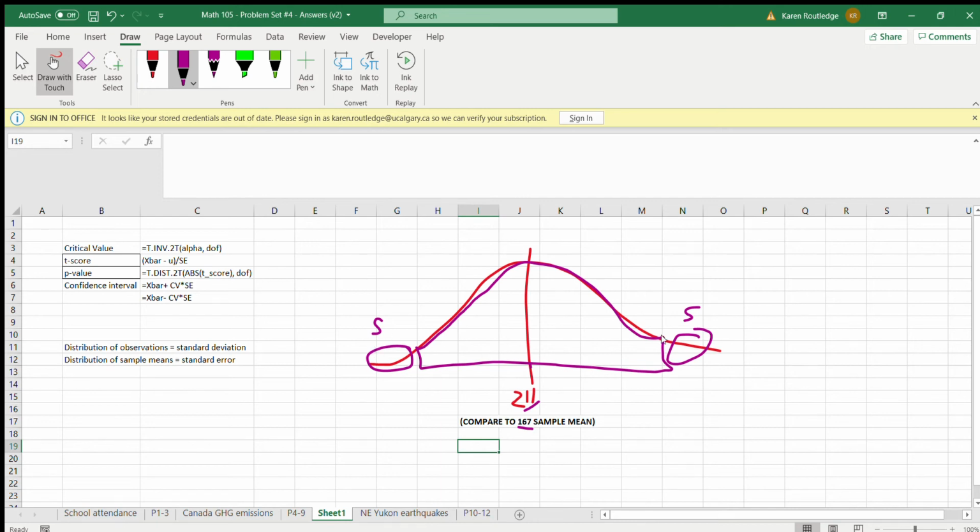So this and this are our rejection regions. And if our sample mean is falling in here, then we will reject the null hypothesis. So that's where this idea of critical values comes from. So again, this is just a review from last time.